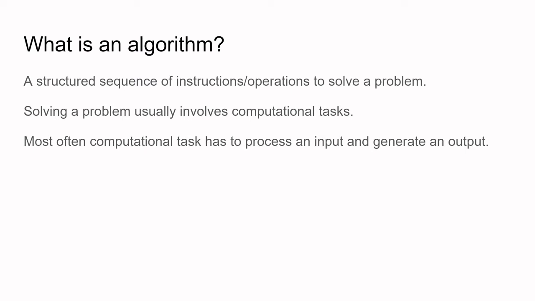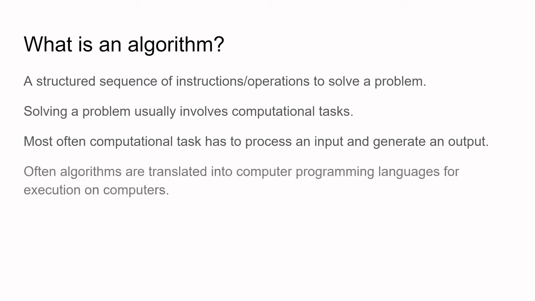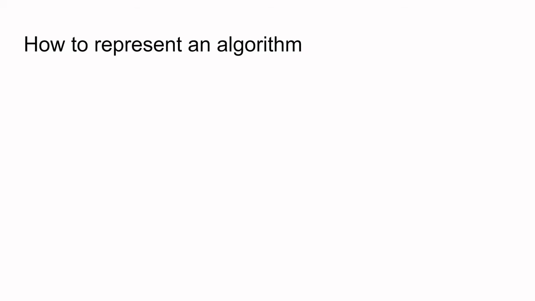An example could be calculating the factorial of a number, wherein the number would be acting as an input and the calculated factorial value would be acting as an output. So often algorithms are translated into computer programming languages for execution on computers. Given this understanding of algorithm, let us see how to represent an algorithm.